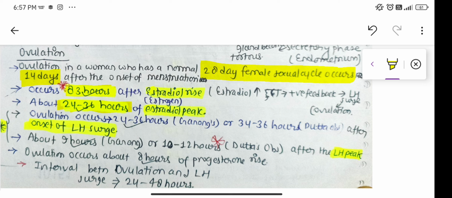Now next, ovulation will occur 24 to 36 hours after the onset of the LH surge. LH surge means a highly elevated level of the LH, but first the LH has started to rise, and that is the onset of the LH surge. It will take a time of 24 to 36 hours. Now its value is different in different books, like in Cannon's it is 24 to 36 hours. It will follow 24 to 36 hours after the onset of the LH surge.